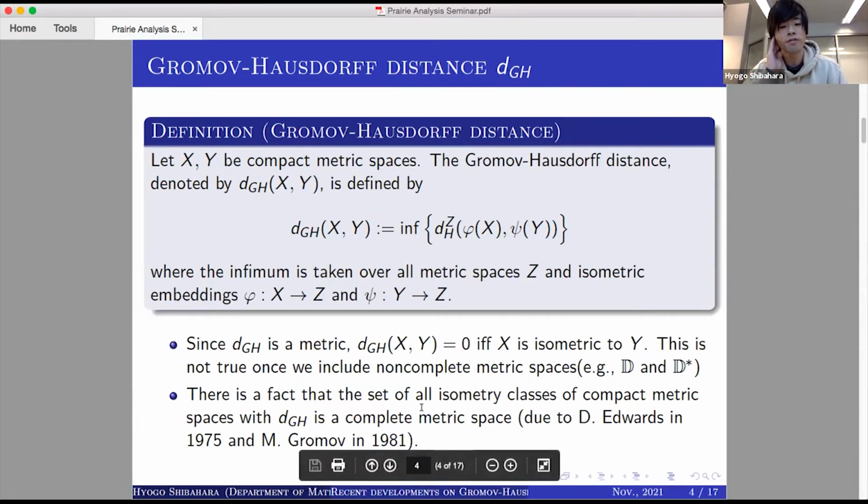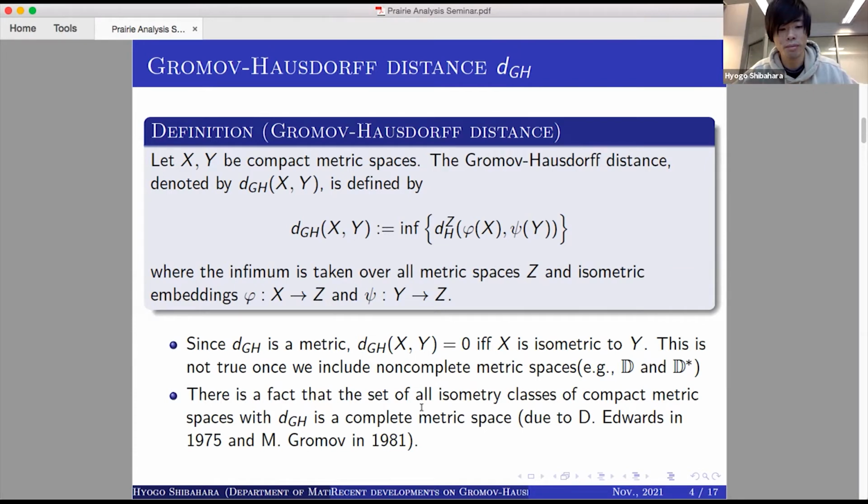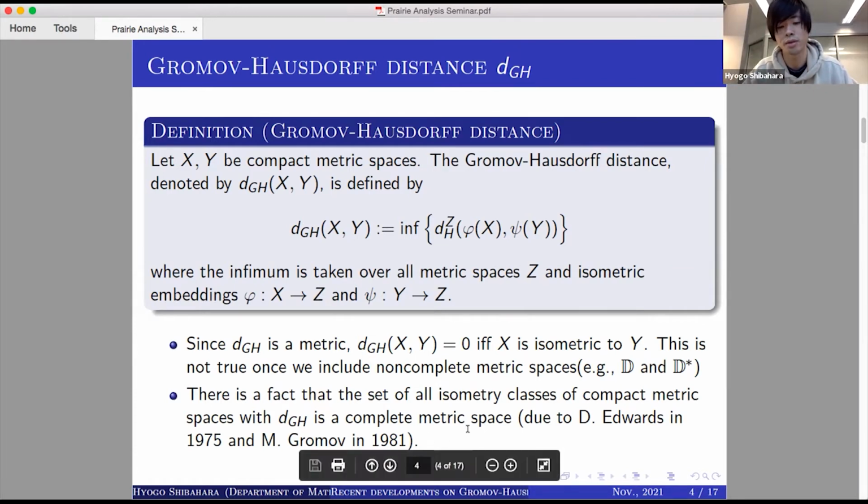And there's a fact that if you exclude non-complete metric spaces and only consider the set of all compact metric spaces, then that with the Gromov-Hausdorff distance is a complete metric space. And this is due to Edwards and Gromov.